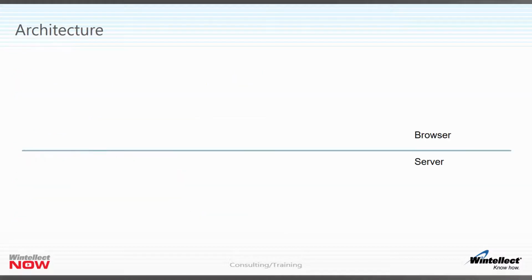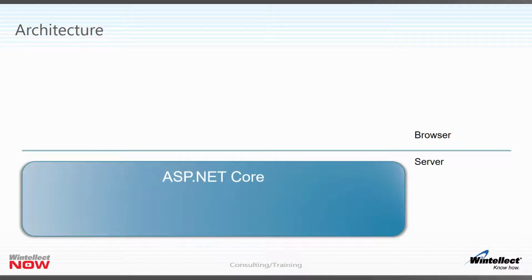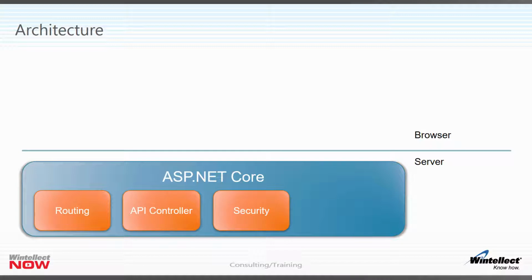Let's take a look at the architecture of how we're going to build our application. We're of course going to be delivering content over the web to a browser, and we're going to be delivering that from a server, and our server is going to run ASP.NET Core. And ASP.NET Core has features like routing and an API controller to manage machine-to-machine data connections. It also has security features that we can enable to restrict access to certain resources. And of course, we have rich database access that we can use from ASP.NET Core.